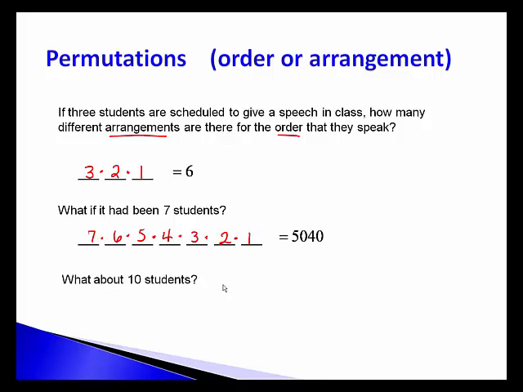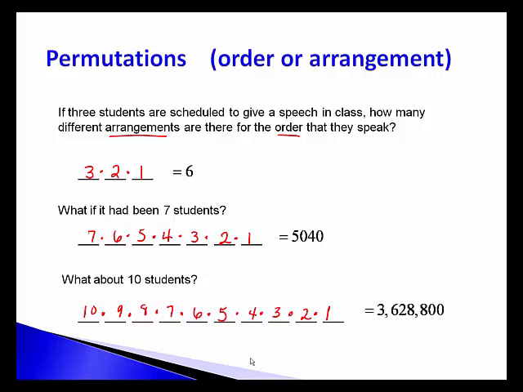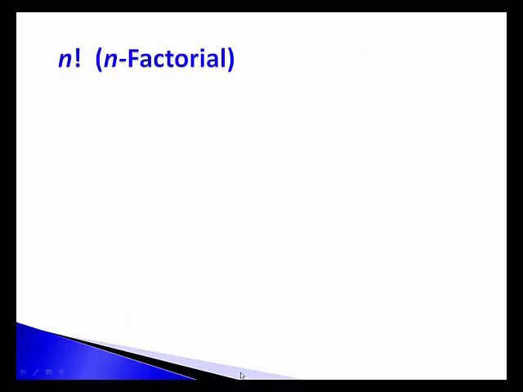Well, what if that had been 10 students? 10 blanks, so 10, 9. So then I would need to multiply those together. And when I do, I get 3,628,800. Now, you can only imagine how complicated this is going to get if I ask you for 30 students or 50 students. So let me show you the shorthand way for writing that.